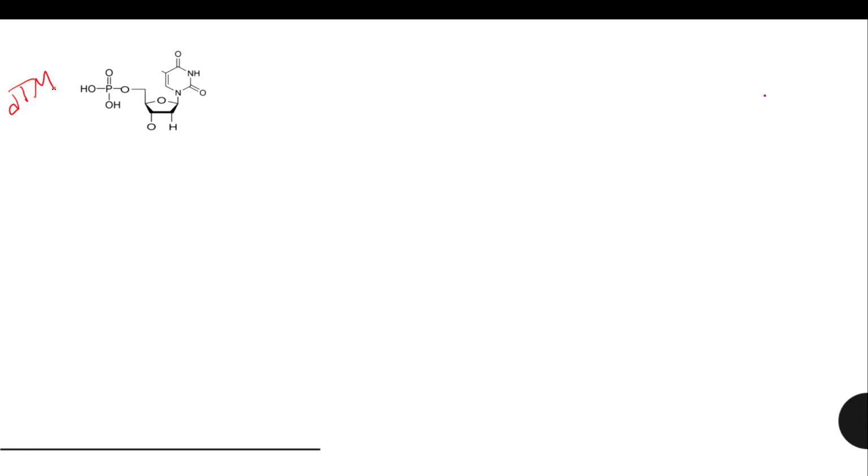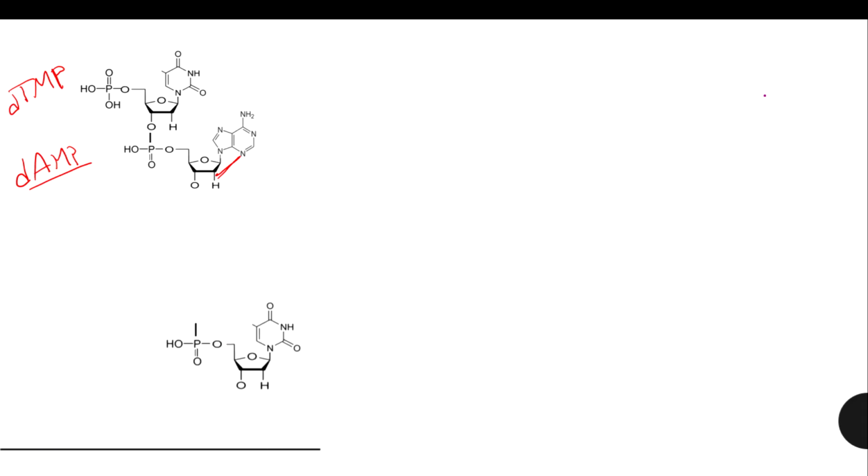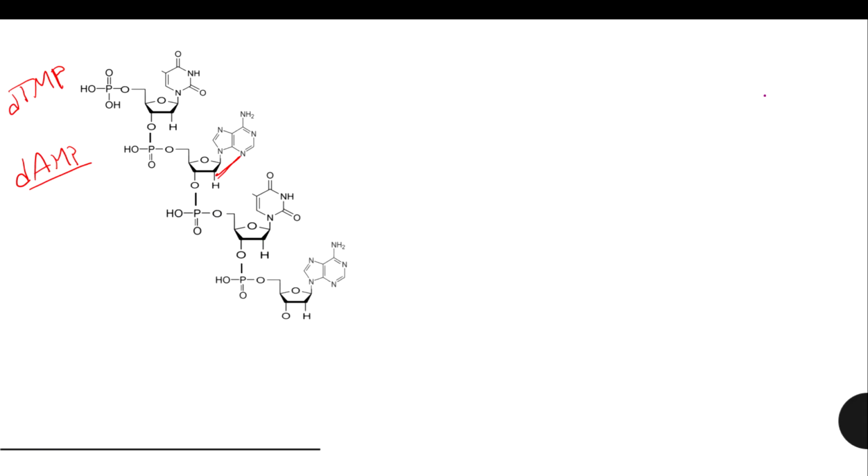This is a monophosphate, we are calling this DTMP. And whenever another nucleotide comes and attaches, this one is adenosine, right? This combination is deoxy adenosine monophosphate, DAMP, right? So the combinations go on increasing and form a single strand of DNA, like this. It will keep adding like this. So this is DTMP, this is DAMP.